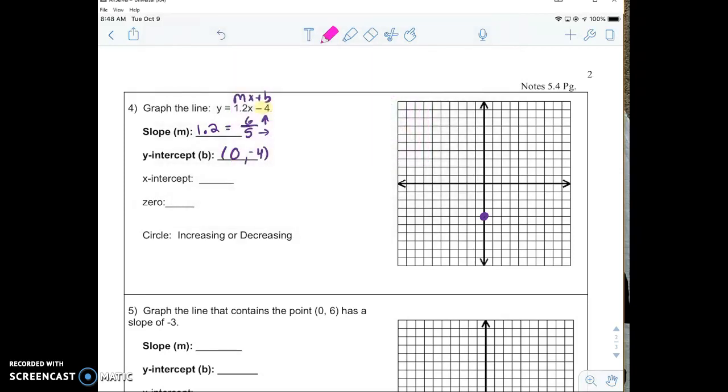And I'm going up 6, 1, 2, 3, 4, 5, 6, over 5, 1, 2, 3, 4, 5. Up 6 again, over 5. I may have room to go back the other direction, so 1, 2, 3, 4, 5, 6, 1, 2, 3, 4, 5. I connect my points to draw a line.